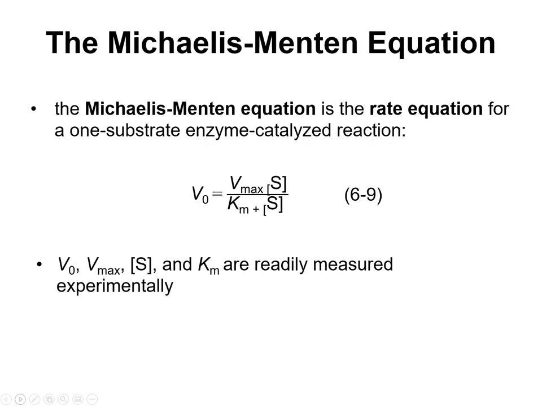So this equation is actually the rate equation for a one substrate enzyme catalyzed reaction. So we've got enzyme plus one substrate. And all of these things, the V naught, Vmax, Km, and the concentration of substrate, these are all things that can be measured experimentally.